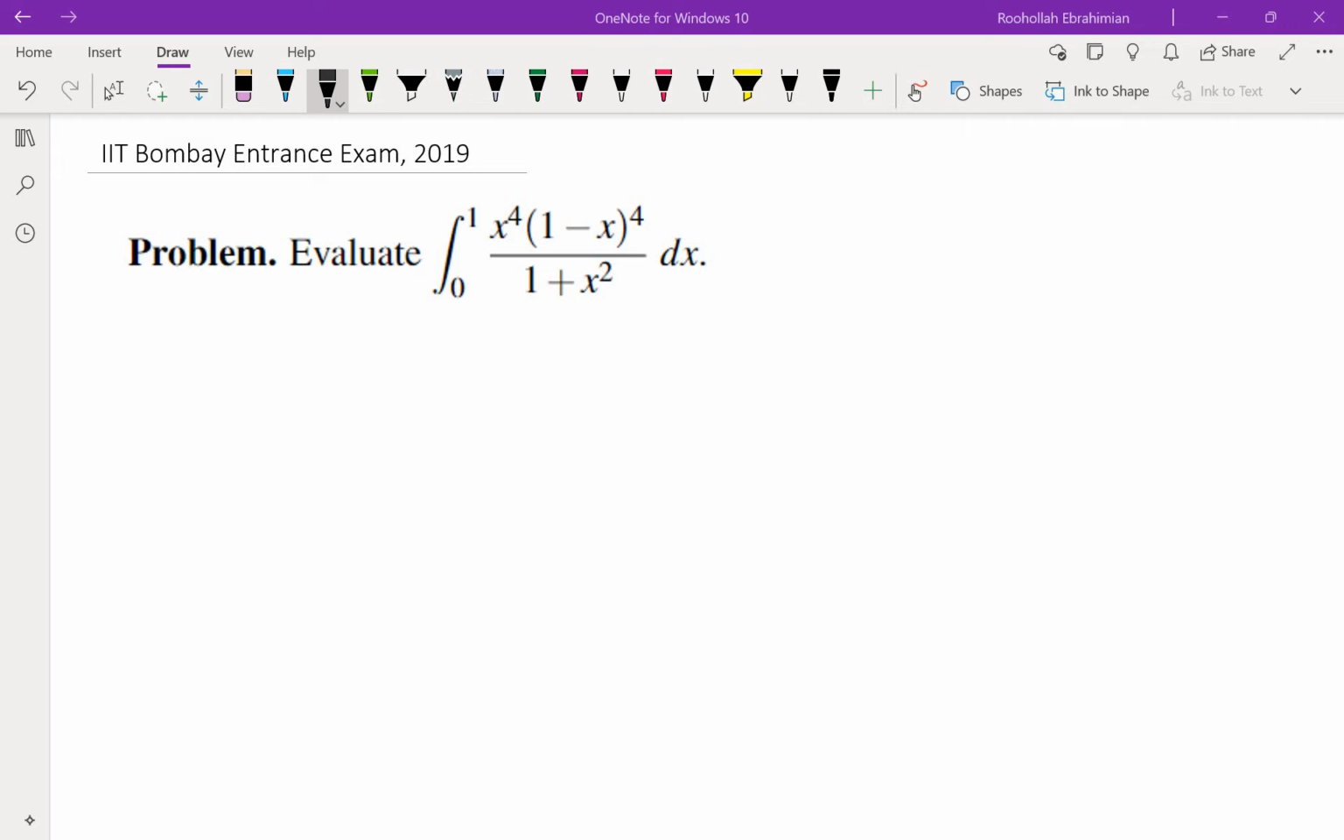Hello, in this video we're going to go over this problem. Evaluate the integral from 0 to 1 of x to the fourth times (1 minus x) to the fourth, divided by 1 plus x squared. Okay, so here is how I approach this problem.